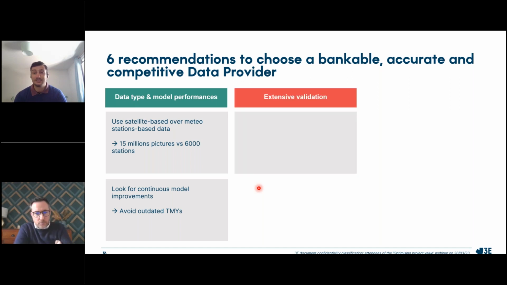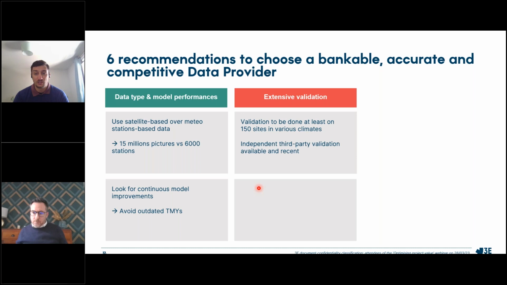Number 3, in terms of recommendation, is more related to the validation. As you all know, there are many different types of climates, many different types of topography, etc. And we strongly recommend to always choose a database which has been validated over more than 150 sites. The reason is you want to cover these various types of climates and topography.